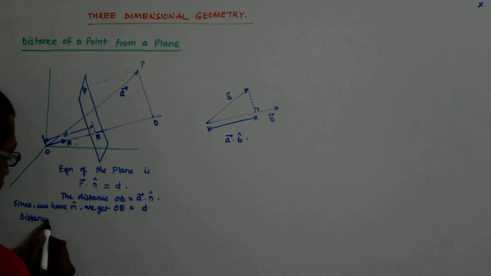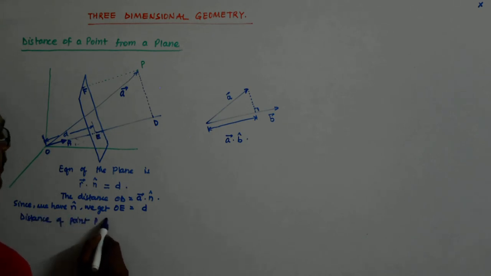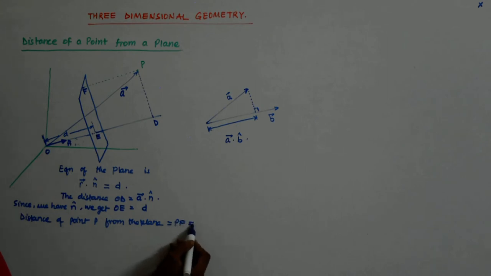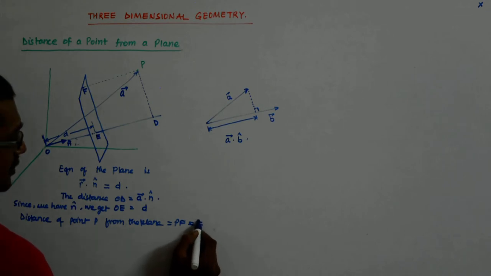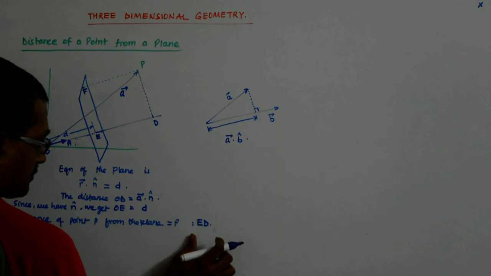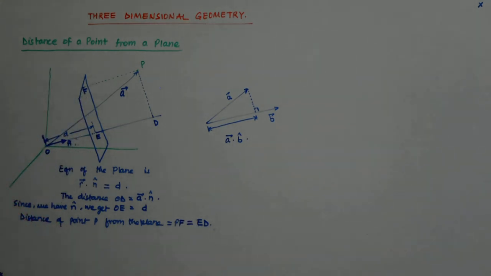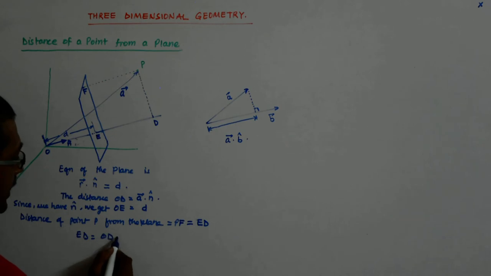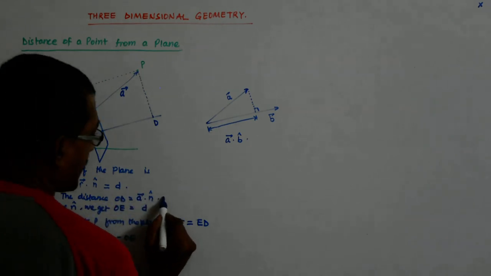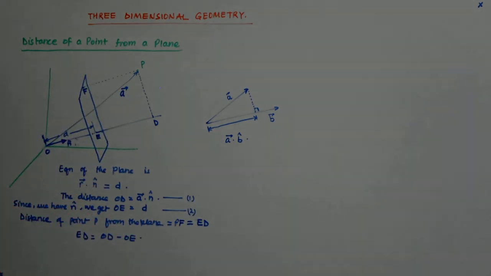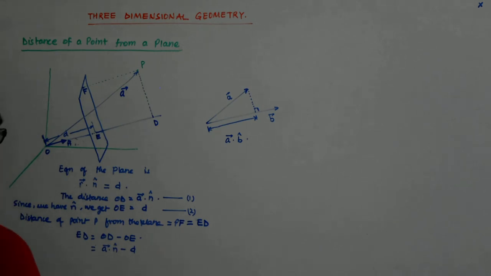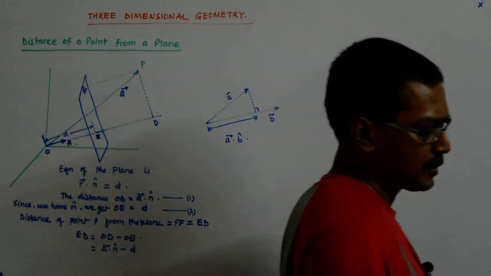distance of point P from the plane is equal to PF, which is equal to ED, is it not? PF is equal to ED. We get it. Now what is ED? ED is equal to OD minus OE. Now I have both of them, is it not? Which is equal to A dot n cap minus D. That is the distance.